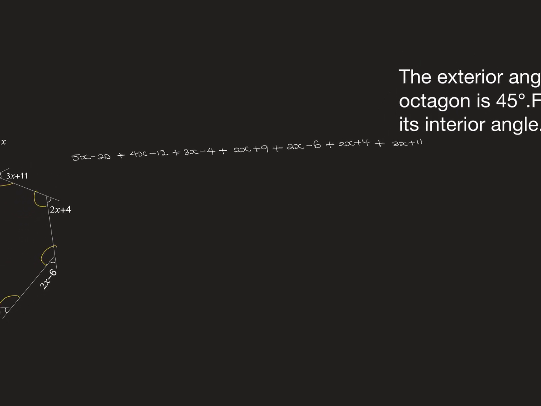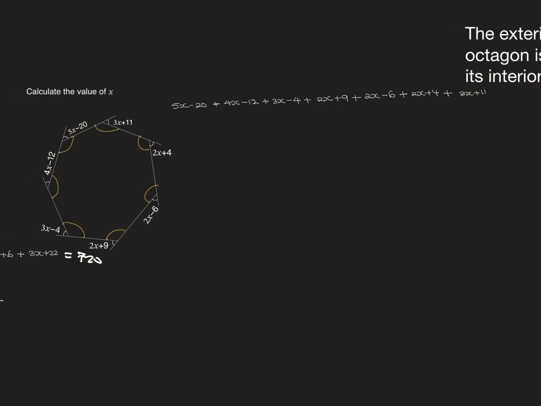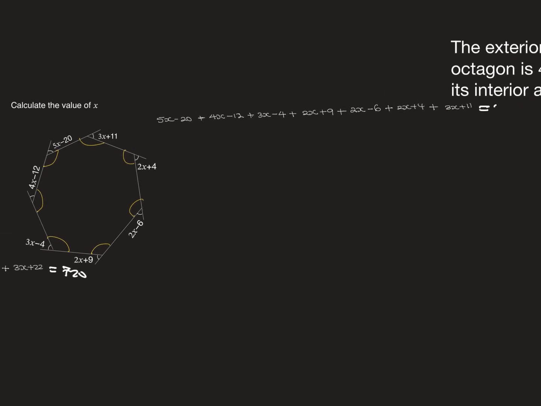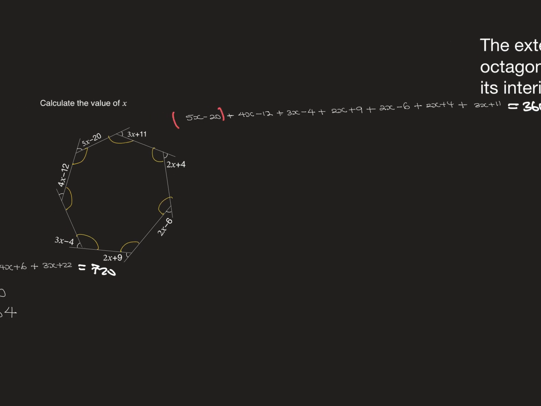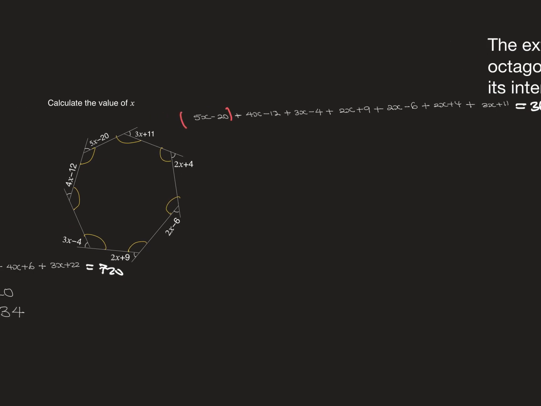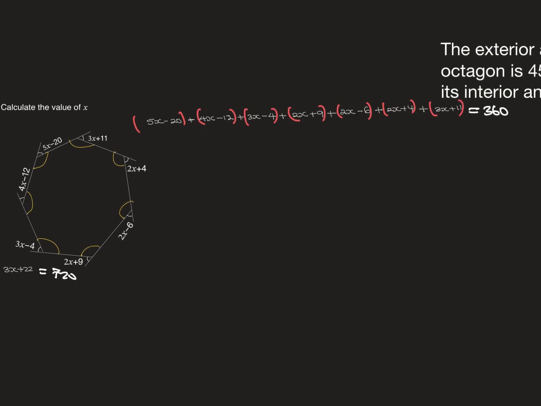Let me minimize that so that you can see. Okay? This must be equal to 360. That is 5x plus 20 plus 4x minus 12 plus 3x minus 4 plus 2x plus 9 plus 2x minus 6 plus 2x plus 4 plus 3x plus 11. Yes, everything included. This must be equal to 360 degrees.